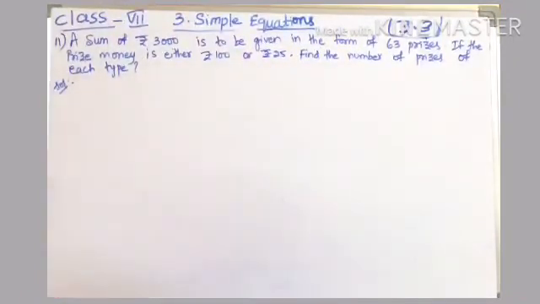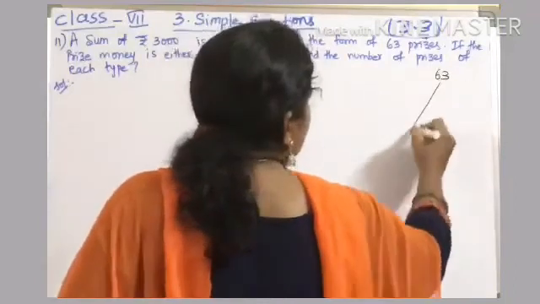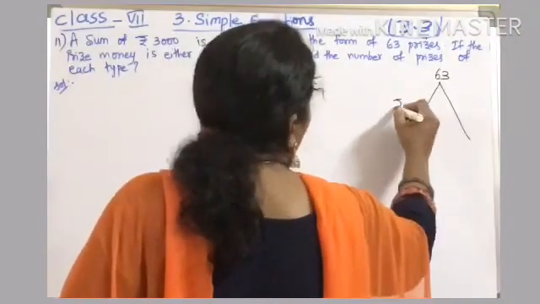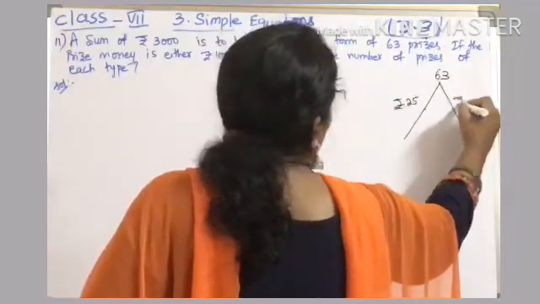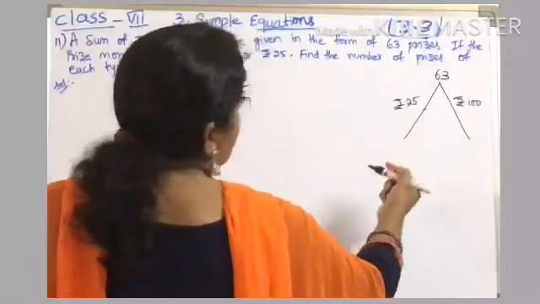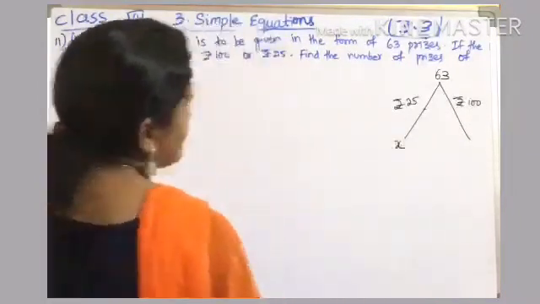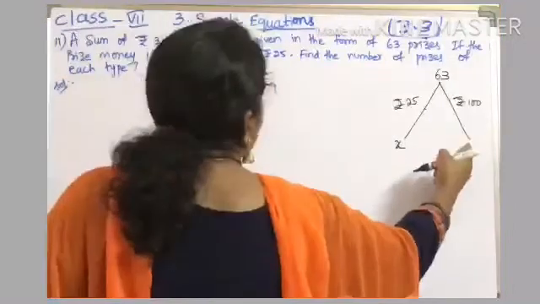And total number of prizes, how many, children? 63. A little bit of confusion, but try to understand, okay? Here the total amount is 3000. First we leave that. We'll consider first the 63 prizes, okay? In total 63 prizes they are giving in the form of rupees 25 prizes and rupees 100 prizes, right? Out of 63 prizes, 25 rupees prizes are there, 100 rupees prizes are there, right? So take anything, your wish, children, you can take 25 as x or 100 as x. If I take 25 rupees prizes as x, then 100 rupees prizes will become what?